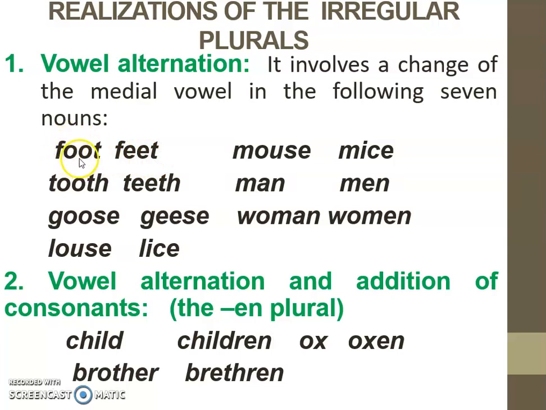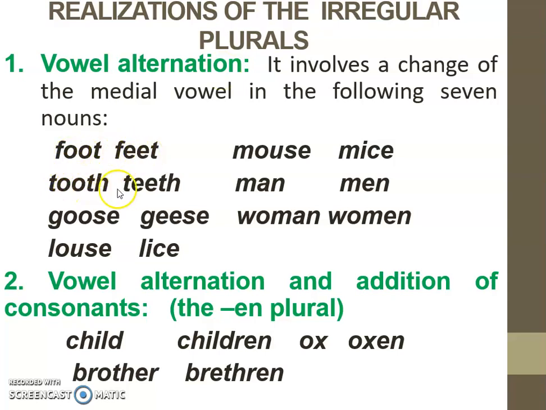Here, the vowel has changed, and this took place many centuries ago. O in foot changes to E for the plural. So we say that in this case, the plural morpheme is not realized by means of assimilation. It's realized by means of the phonological process of vowel alternation. We change the vowel, we alternate the vowel. O changes to E for the plural.